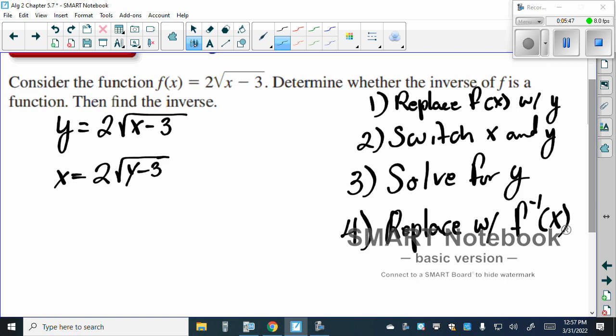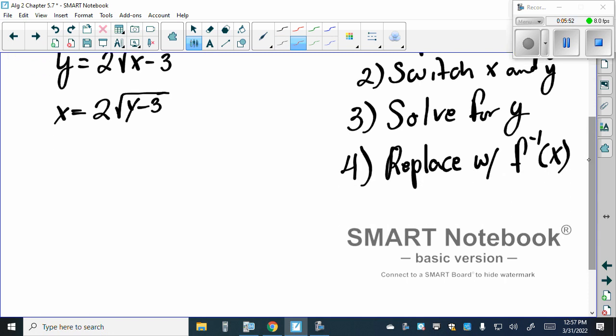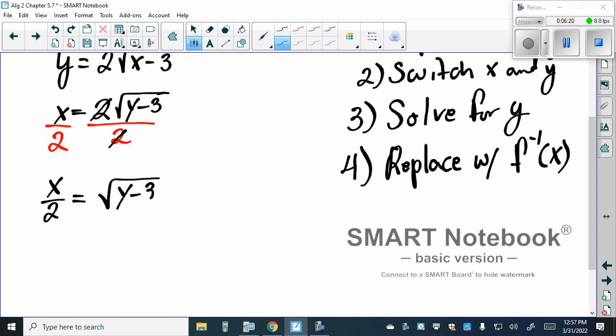Now it gives us our third step. We need to solve this for y. What's the first step we can do? The first thing we need to do. We're going to divide both sides by 2. We can't do anything with the 3 yet because it's stuck inside that radical. So we need to get everything that's outside of the radical to go away first. So when we divide by 2, 2 divided by 2 will simplify to 1, leaving us with x over 2 is equal to the square root of y minus 3.